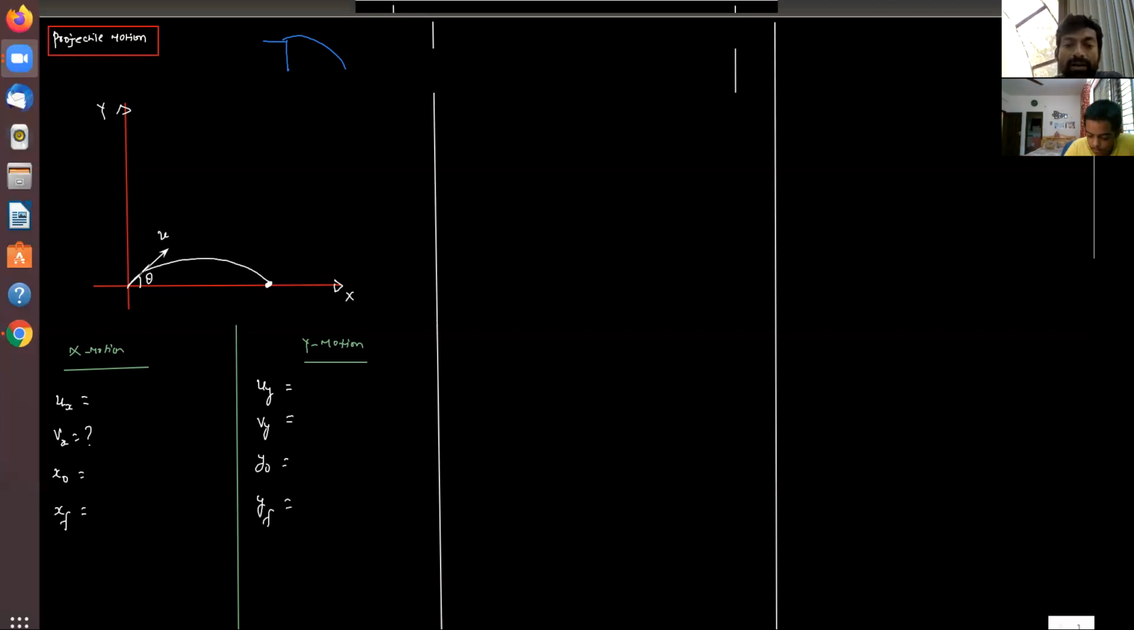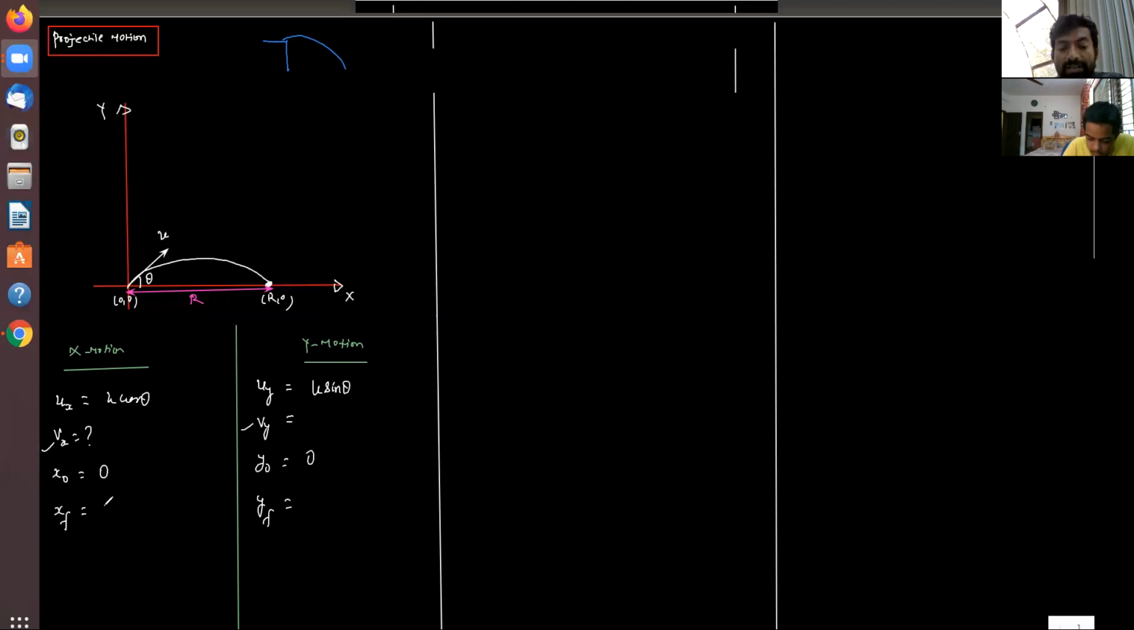So tell me, if the particle is projected from the origin, and this is, let's say, R comma 0, where R is the horizontal range. So tell me what will be ux. What can we write ux as? The cos component of the initial velocity: u cos theta. And similarly uy will be u sin theta. What will be vx? We'll find out vx and vy. What will be x naught? 0. Y naught will also be 0.